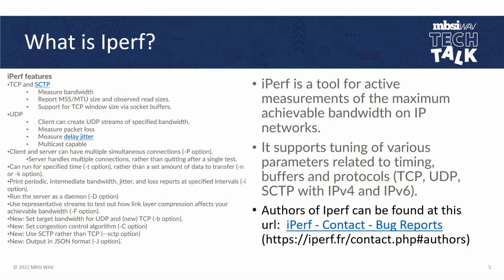So what does iPerf do? iPerf is a tool for the active measurement of achievable bandwidth on an IP network. It supports tuning of various parameters related to timing, buffers, and protocols, such as TCP. We can do TCP testing, UDP testing, secure transfer protocols with IP version 4 and IP version 6. And the authors, you can actually talk to the people who wrote this program directly. I'm using the URL here to reach the writers of the software.